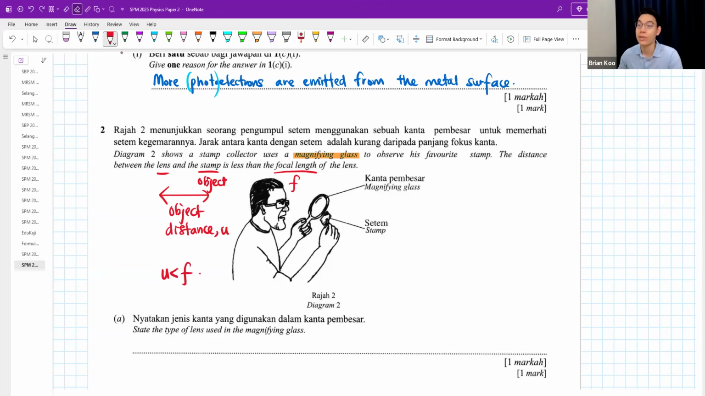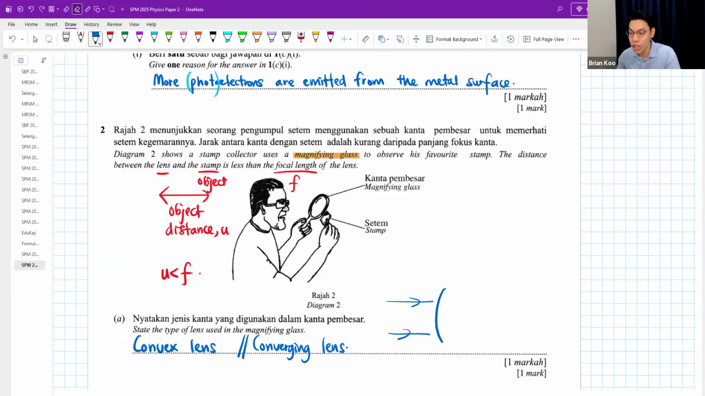Okay, state the type of lens used for magnifying glass. Magnifying glass must be convex lens. Convex also got another name called converging lens. Okay, why converging? Because convex lens look like this. When light enters, because of the shape, it will bend, it will refract the light so that it converges. So that it converge means so that it focus like that. So this is what we mean by converge. This is a convex lens.